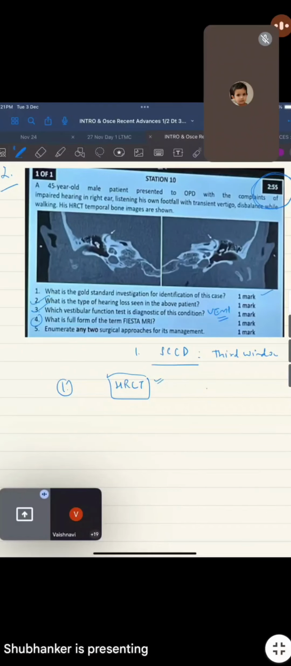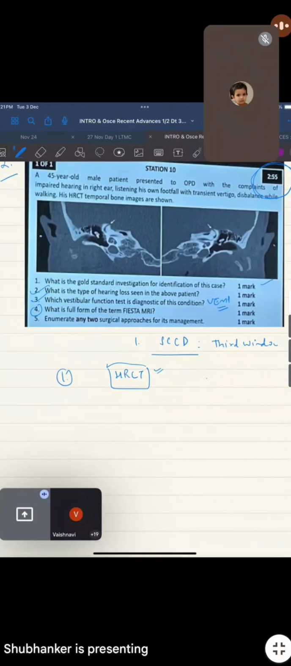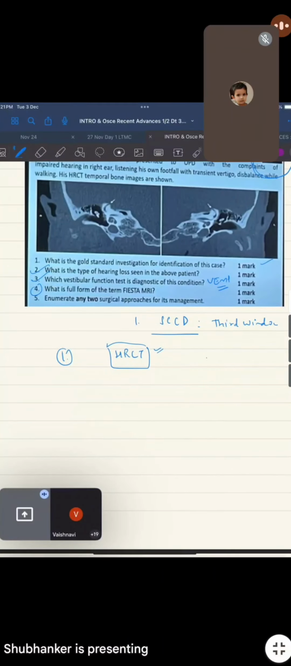Now coming to this thing. What is the full form of FIESTA MRI? This is important. I have the answer with me. The full form of FIESTA is fast imaging employing steady state acquisition.